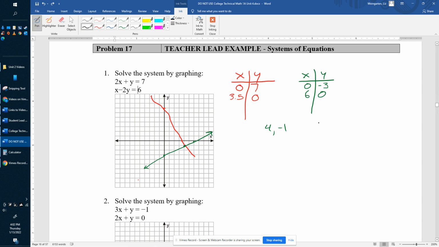So we're going to plug 4 in for x. Two times 4 is 8 minus 1 equals 7. That is true. So it's good for the first one. Let's plug it into the second one. X is 4 minus 2 times negative 1 equals 6. 2 times negative 1 is negative 2. That makes this a plus. So this one checks out.